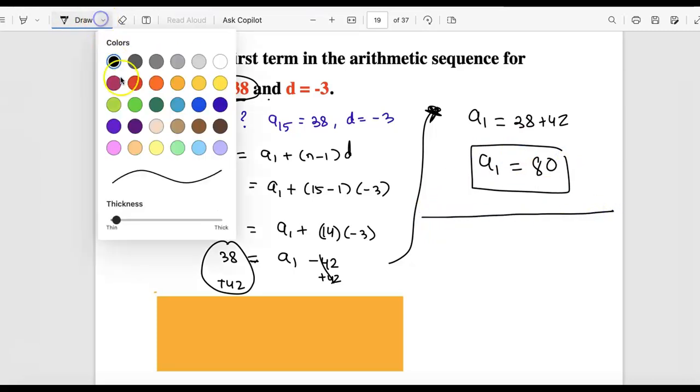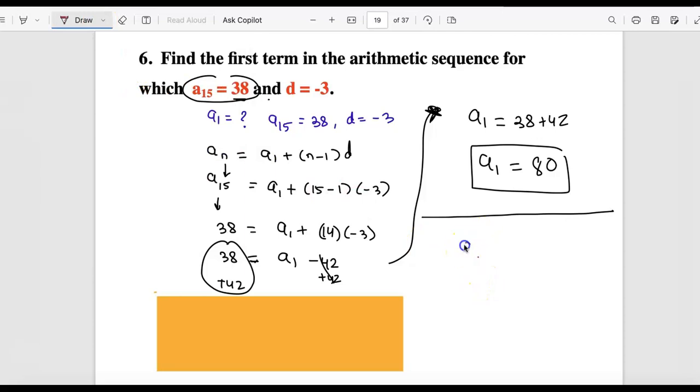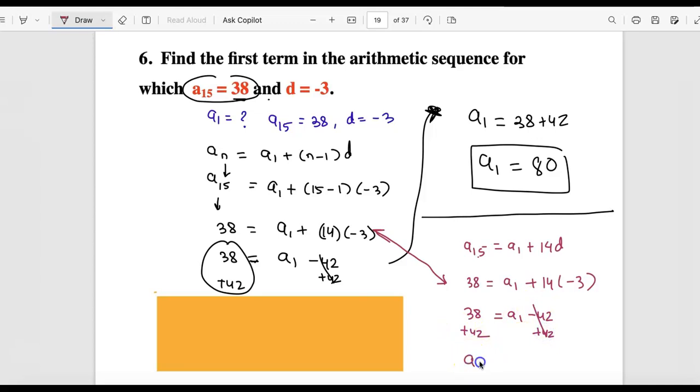And you can also do this by another method. They give you a sub 15. You know a sub 15 is a1 plus 14d, and this is your 38. A1 plus 14, and d is negative 3. If you pay attention, it just brings it back to the same step as before. So 38 is equal to a1 minus 42, and add 42 to both sides. Now if you like this method easier, you can use this method also. Again, it depends on you, but I just gave you both the methods by which you can solve these types of problems. Make sure you copy the question in its entirety and copy everything over there.